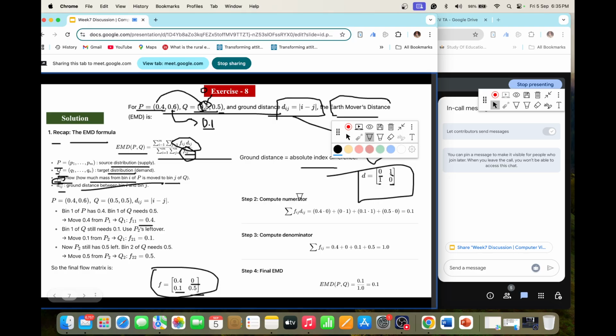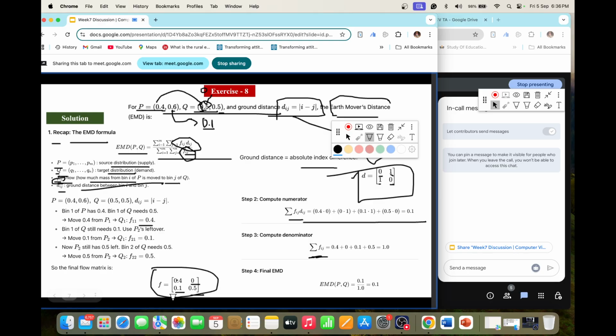Once you got the F matrix, you already have this D matrix. You can get the sigma Fij Dij. Just multiply the elements. Okay, 0.4 into 0, 0 into 1, similarly 0.1 into 1 and 0 into 0.5. So just add up and you get the sigma Fij Dij. Once you got the sigma Fij Dij, you can get the sigma Fij.